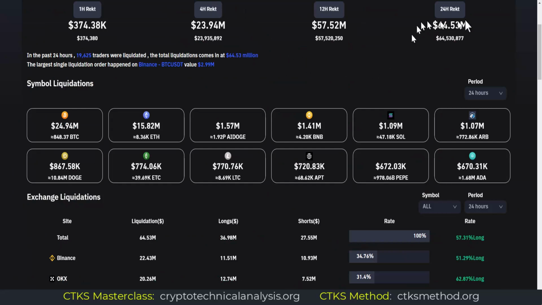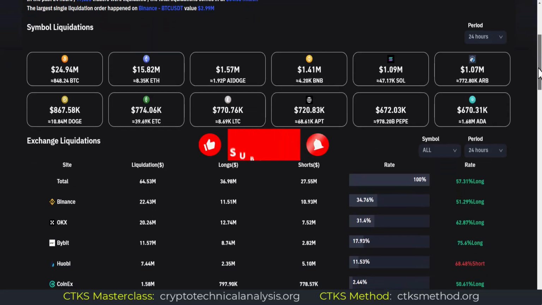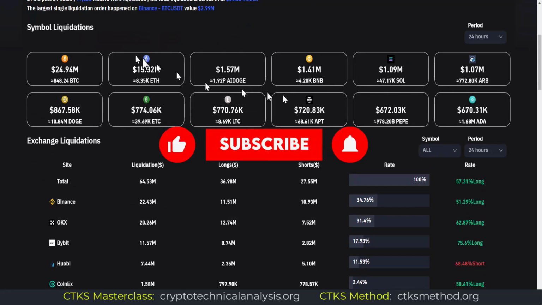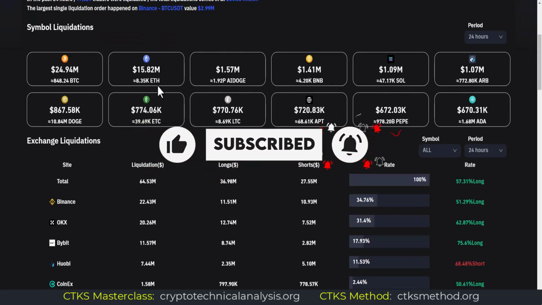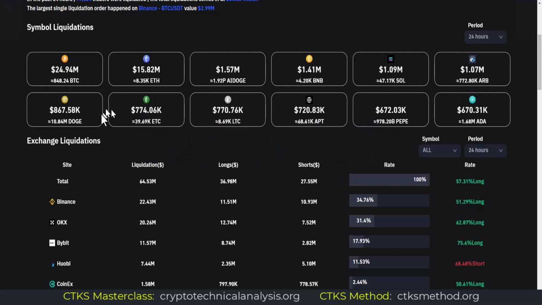I'm going to provide a link to this particular website. We look at it for liquidation data, and we can see in the past 24 hours there's been 64.53 million in total liquidations across 19,625 positions. If we look at the top 24-hour symbol liquidations, and I'm going to come back to this, we want to contextualize where the crypto market is going by looking at exchange liquidations, especially the total amount, which is this particular line. We want to get an understanding: how have the longs and the shorts been interacting?